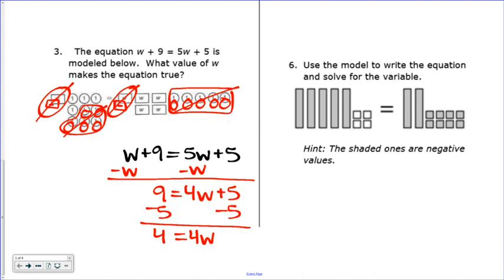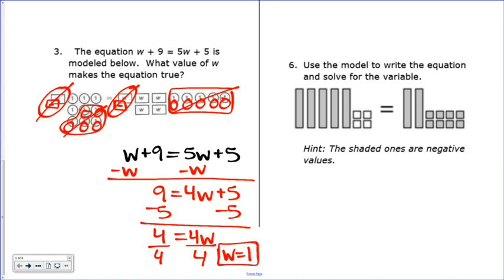Then you have to match up for every one W that you have on the right. You have to see how many of your numbers match on the left. And in this case, there is 1. So we're dividing by 4, and you end up with W equals 1.